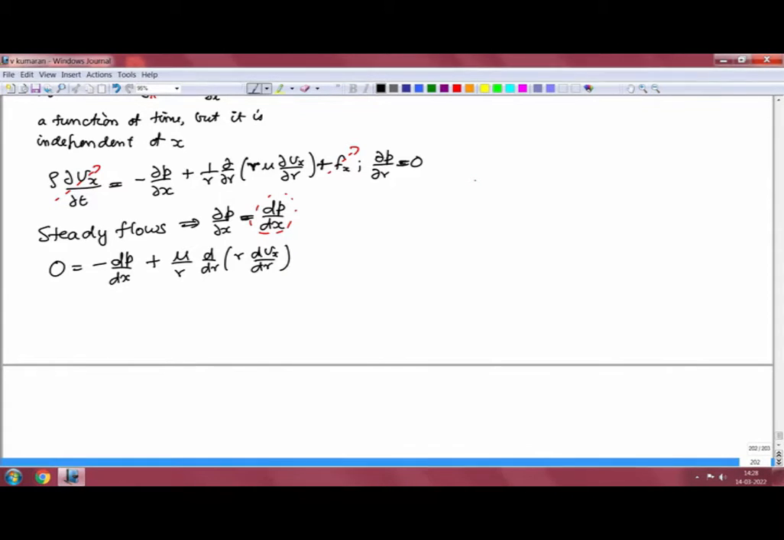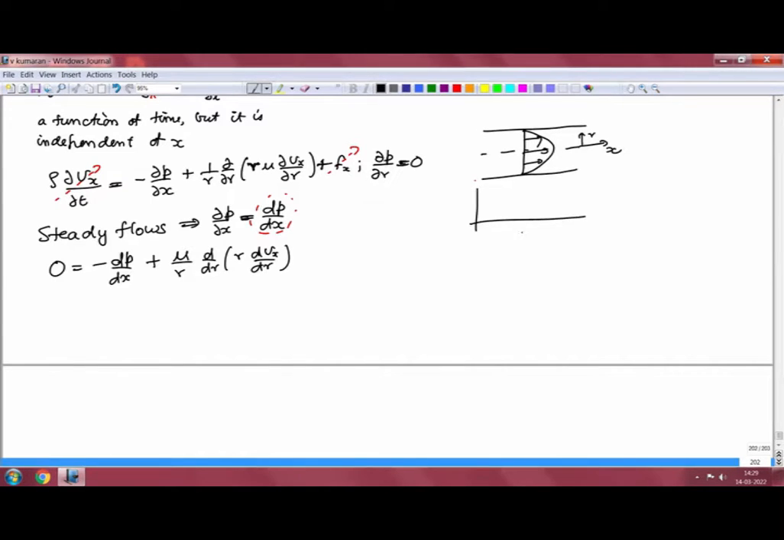Note that dp by dx has to be negative if Vx is positive, okay. So, if I have a pipe flow, and the velocity is in the plus x direction, that means that the pressure in the inlet is higher than the pressure in the outlet.